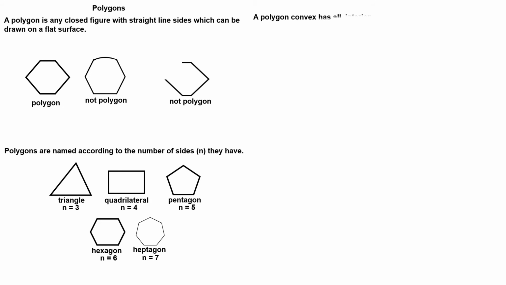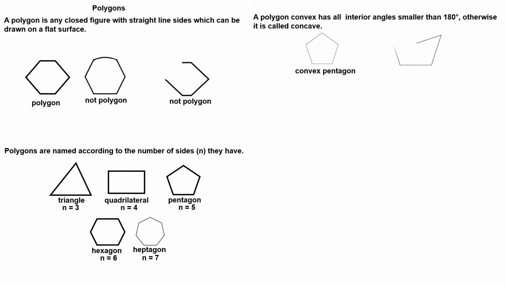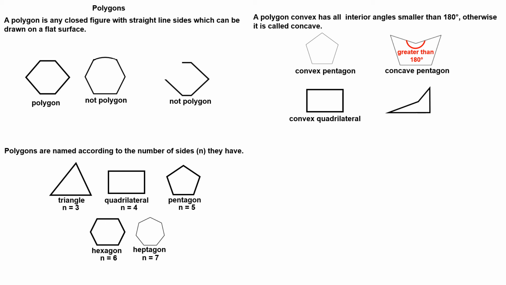A convex polygon has all interior angles smaller than 180 degrees, otherwise it's called concave. Convex pentagon. Concave pentagon. Convex quadrilateral. Concave quadrilateral.